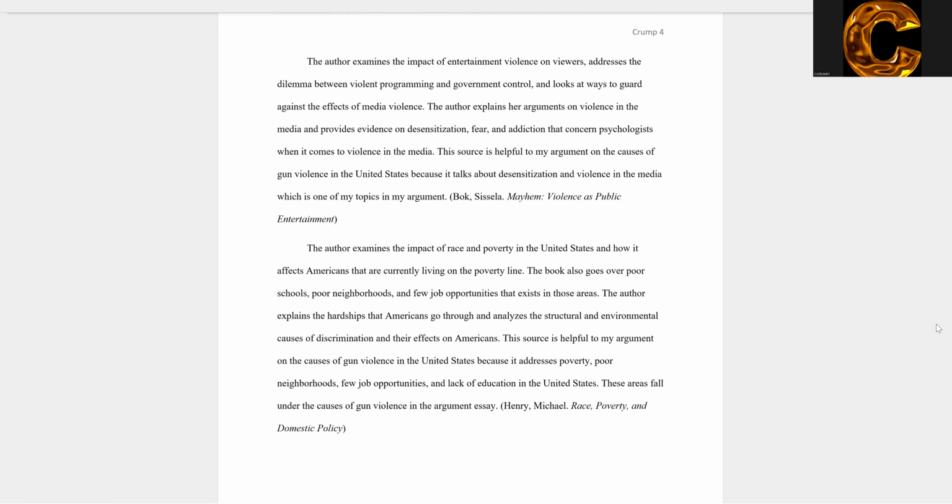The author examines the impact of race and poverty in the United States, and how it affects Americans that are currently living on the poverty line. The book also goes over poor schools, poor neighborhoods, and few job opportunities that exist in those areas. The author explains the hardships that Americans go through and analyzes the structural environmental causes of discrimination and their effects on Americans. This source has helped in my argument on the causes of gun violence in the United States because it addresses poverty, poor neighborhoods, few job opportunities, and lack of education in the United States. These areas fall under the causes of gun violence in the argument essay.